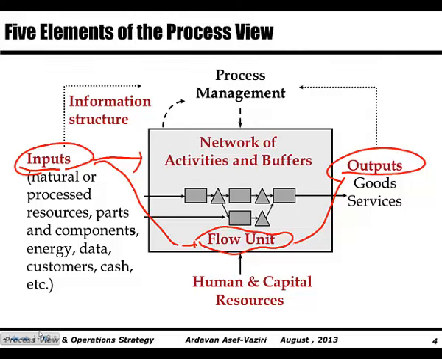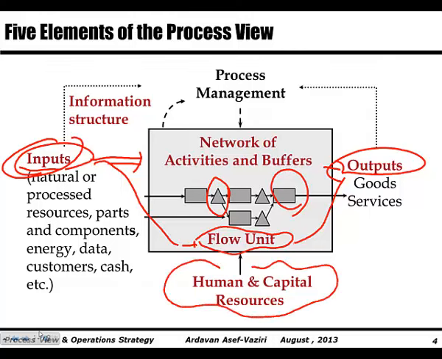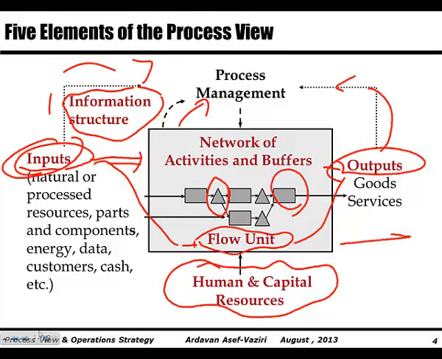And the process has a set of value-added activities and a set of buffers, waiting lines. These inputs go into the system in the form of flow units and become outputs. However, in order to run those activities and buffers, we need human and capital resources. And we also need an information structure to get feedback from this system and see how things are going. In general, in a process, we show physical flow as solid lines, and information flow as dotted or dashed lines.